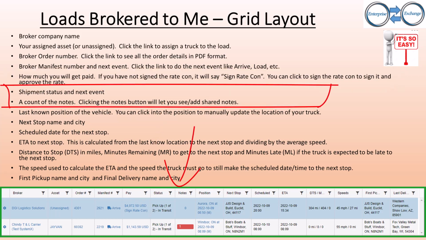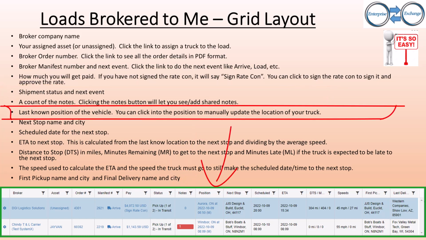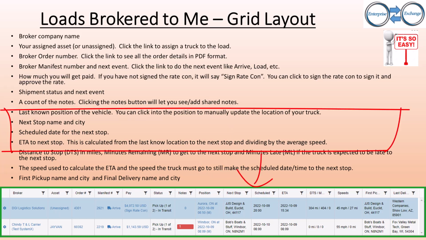Additional columns show the shipment status and next event, a count of the notes, and you can click into the notes to see and share notes with the broker. You'll see the last known location of your truck, and you can click into the position to manually update the location of your truck. You'll see the next stop, name and city, the scheduled date and time to the next stop, the ETA to the next stop, which is calculated from the last known location to the next stop and dividing by the average speed of your truck.